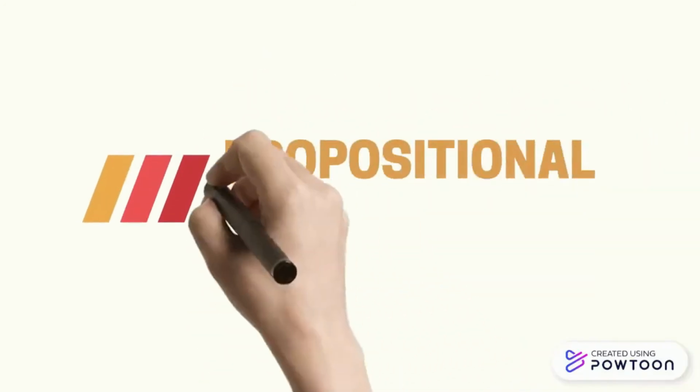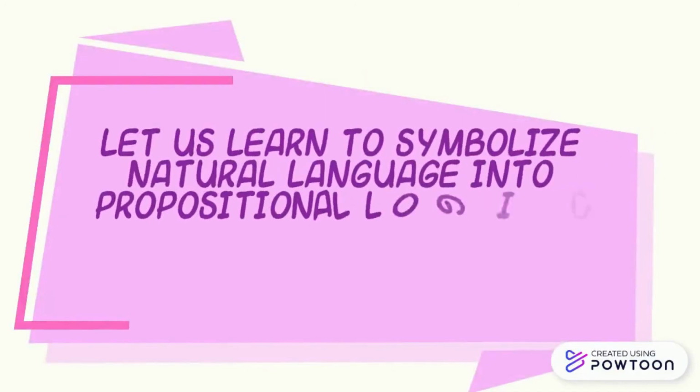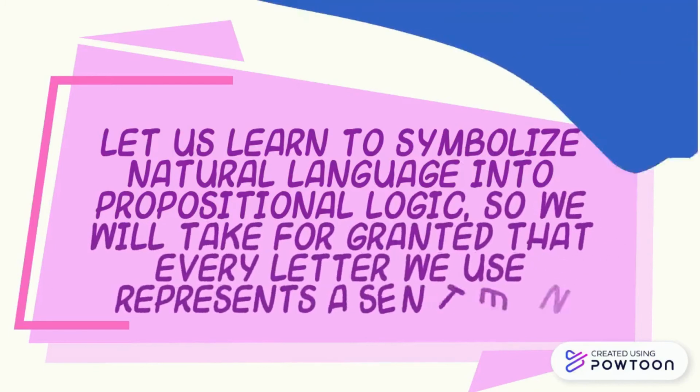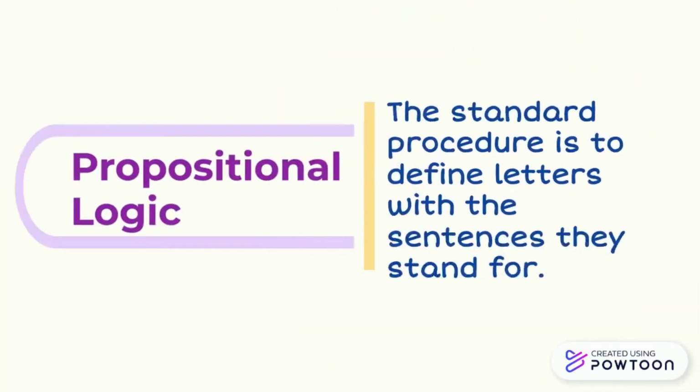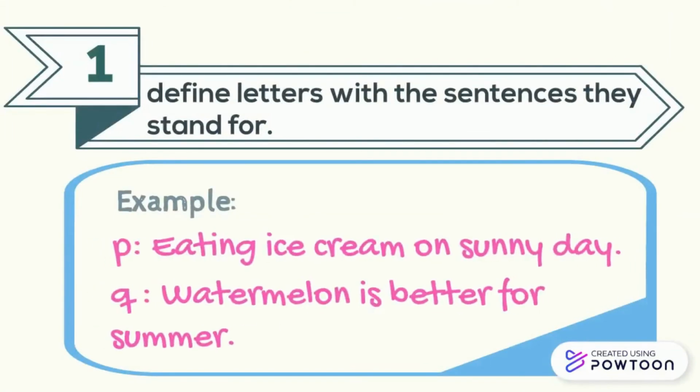Propositional formalization. Let us learn to symbolize natural language into propositional logic. So we will take for granted that every letter we use represents a sentence. First one, define letters with the sentences they stand for. Example, let P be eating ice cream on a sunny day. Let Q be watermelon is better for summer.